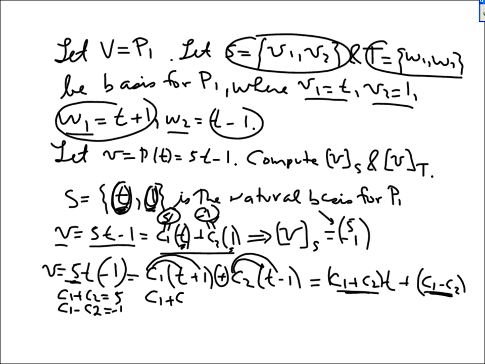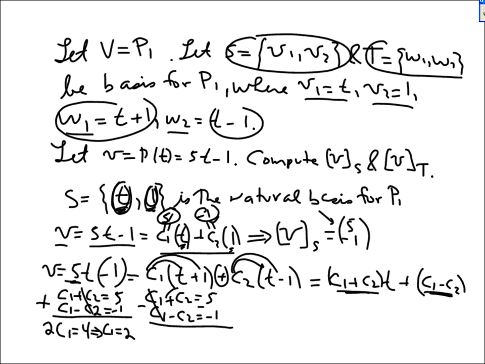In fact, I'm going to write it down twice. If I add, those cancel out. So I get 2C1 is 4. 5 plus negative 1 is 4. Well, that tells me that C1 is 2. If on the right side I subtract, this cancels. C2 minus a negative C2 is 2C2. And when you subtract 5 and negative 1, you get 6. So C2 is 3.